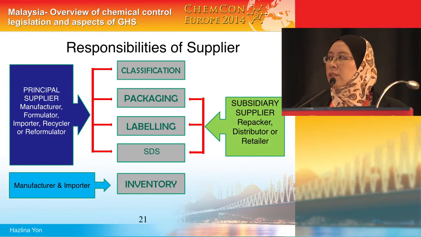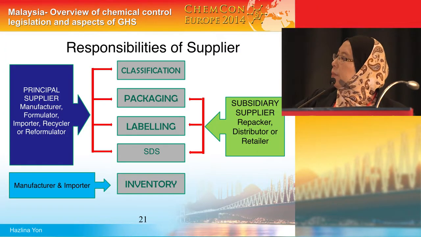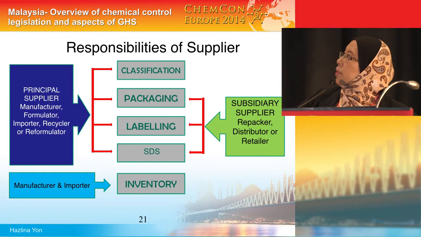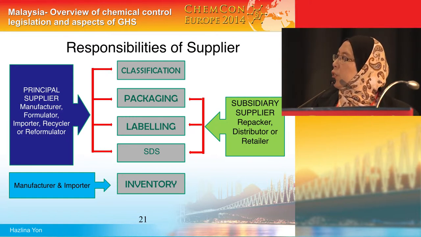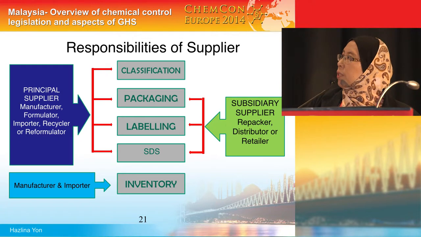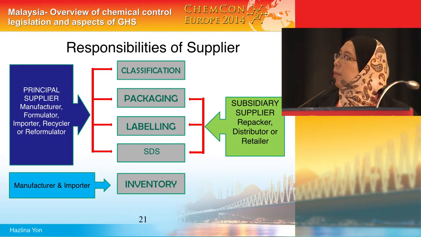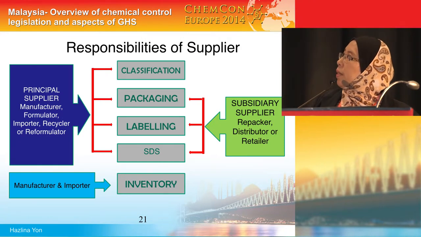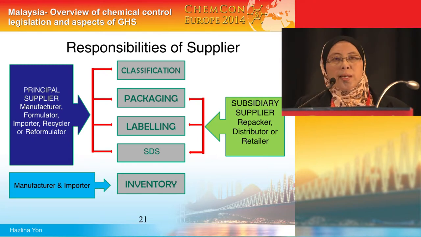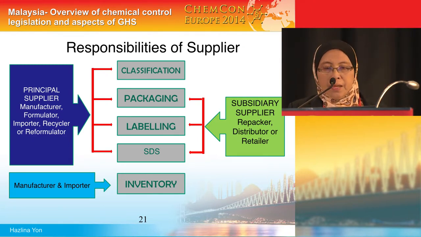Okay, so I just summarize this. These are the responsibilities of the supplier. The principal supplier, these are their duties. But if you are a manufacturer and importer, which is part of the principal supplier, you only do the inventory plus the rest. And the subsidiary supplier who are repacker, distributor or retailer, you only do these three: packaging, labeling and CSDS, and you take the classification from the principal supplier.